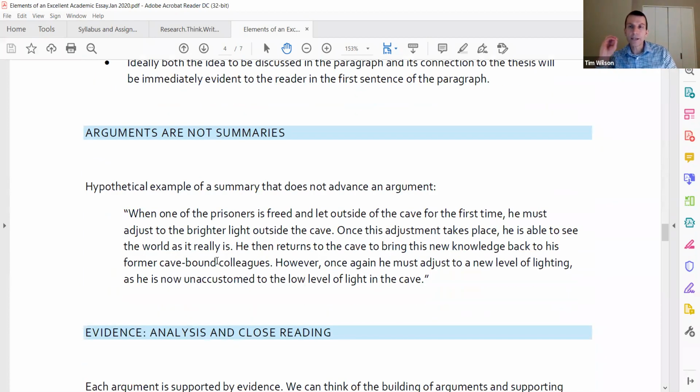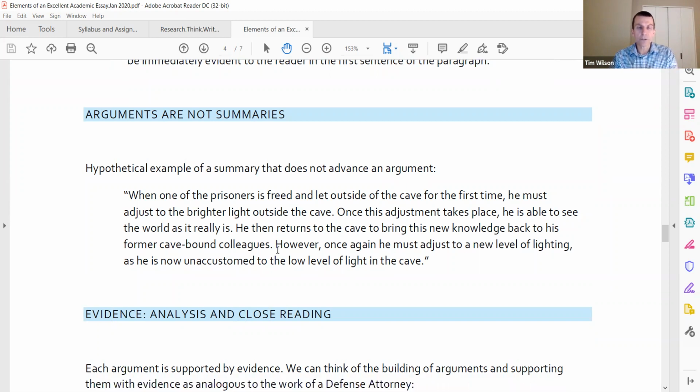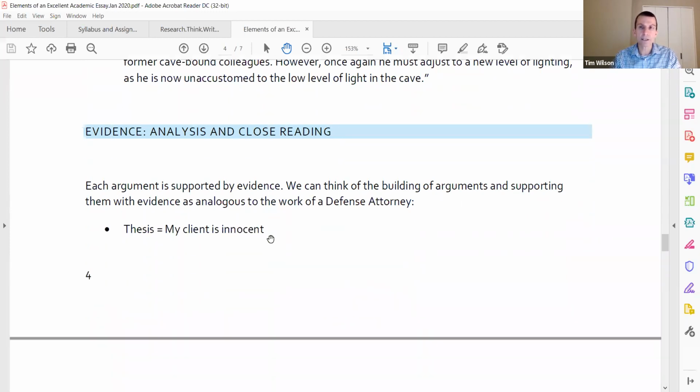They're not summaries, okay? Here's another trap that undergrad literature students get into, and history students and philosophy students. When they're analyzing a text, instead of presenting arguments that are backed with evidence, they present a summary of the text in question, okay? So this happens, this happens, this happens. Here's an example of a summary that doesn't advance an argument. It's a summary of what's happening in the cave.